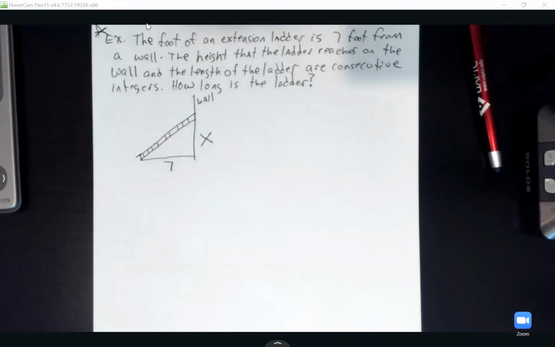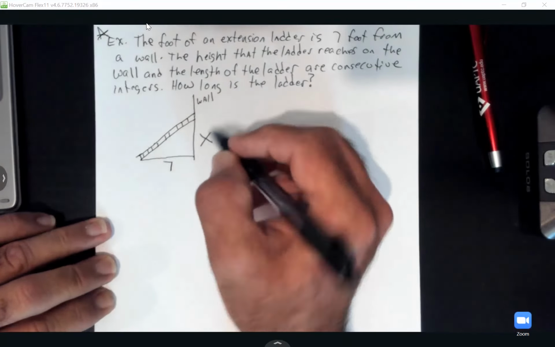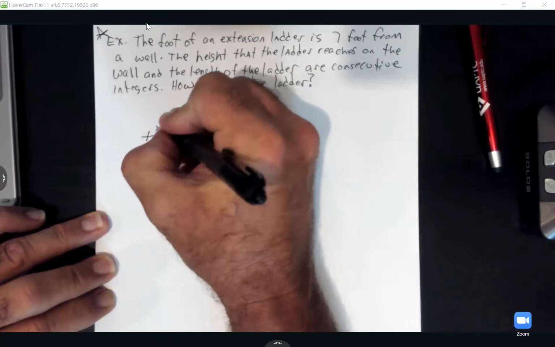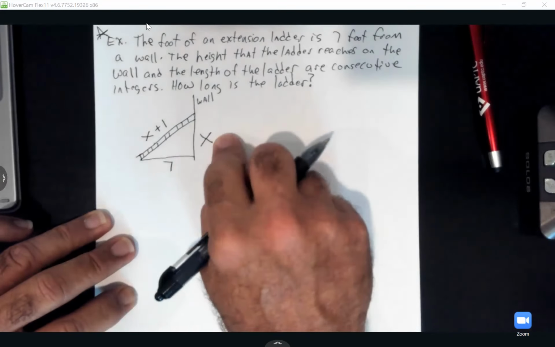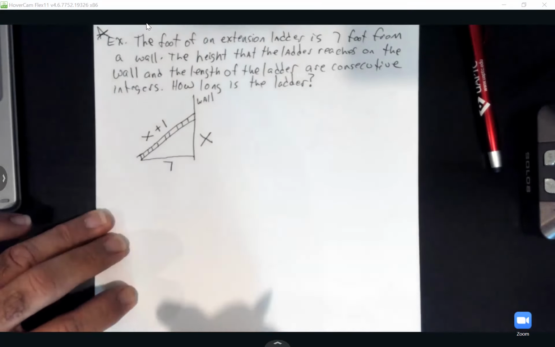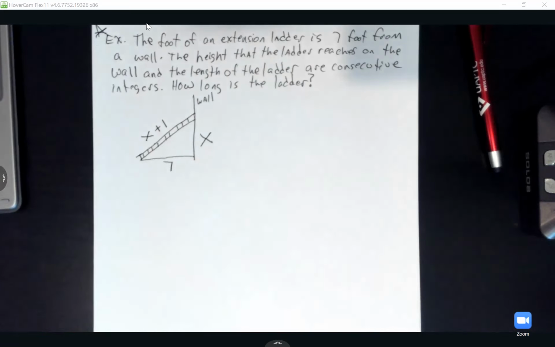Well, if they're consecutive integers, how do you go from one number to the next? Would you use Y? Well, think about this. Say X was 5. What would I do to the 5 to get to my next number? Add 1. So I don't know this height, but I know they're consecutive integers. So this side will be X plus 1. That way, if this one gives me 8, this one will give me 9. If this gives me 15, this one will give me 16. So that's what they mean by consecutive integers, okay?